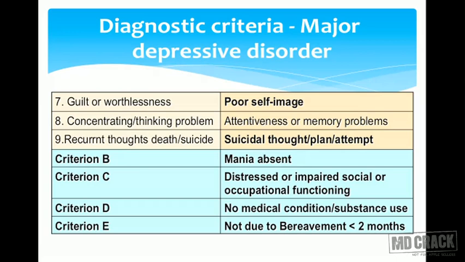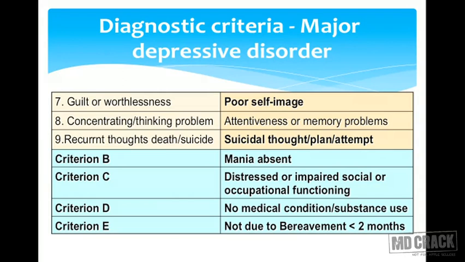Criterion B for diagnosis of major depressive disorder is that mania should be ruled out and should be absent. Criterion C is distressed or impaired social or occupational functioning. Criterion D is that no medical condition or substance use should be present; it has to be ruled out. And the last is criterion E. It should not be due to bereavement of less than 2 months.